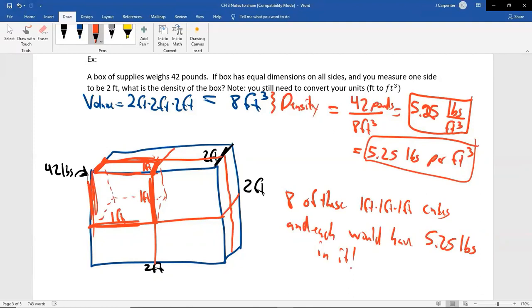And if you took 8 times 5.25, guess what you get? 42 pounds. That kind of goes in line with that concentration idea that whether you have 1 box with 42 pounds that's 2 by 2 by 2, or 8 boxes that are 1 by 1 by 1, 5.25 pounds in each, you still have the total amount of the thing at the end of the day.